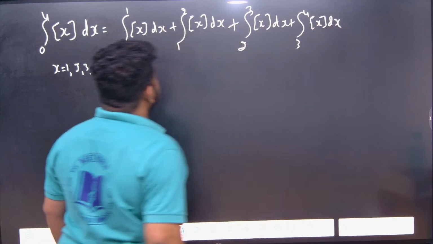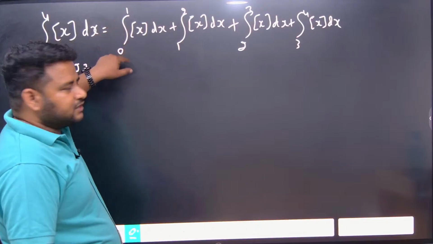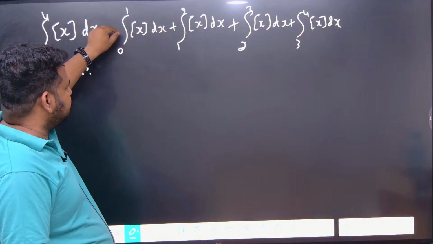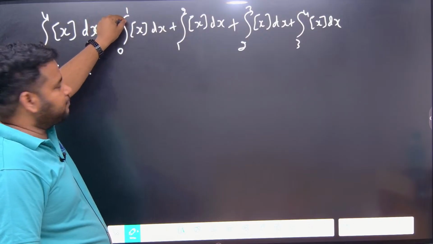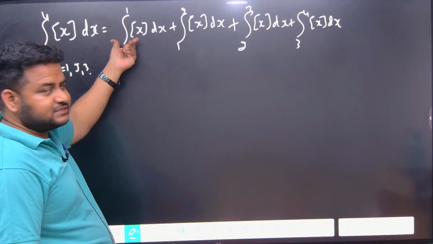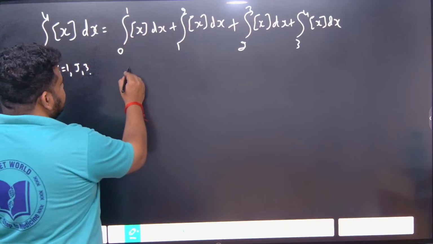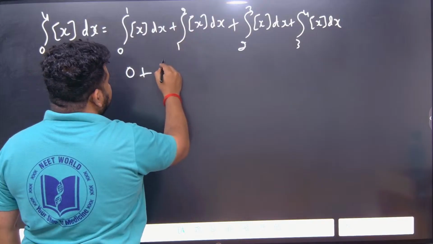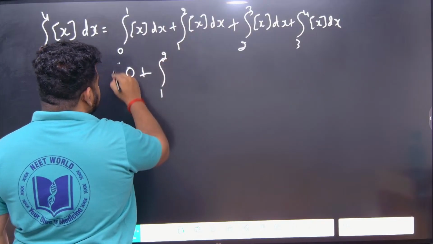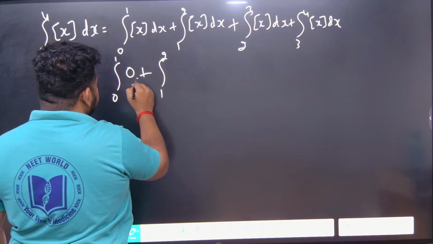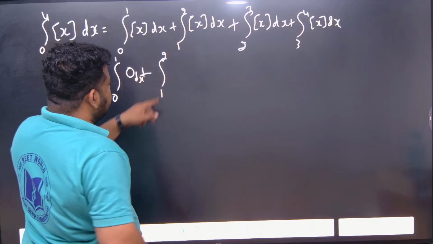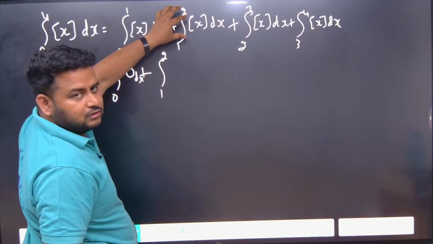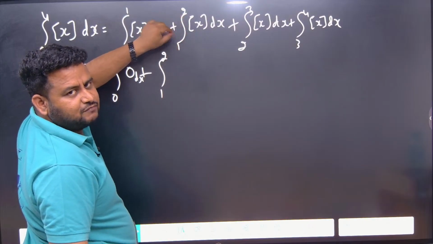Okay, now observe this 0 to 1. It is nothing but 0.1, 0.3, 0.4, 0.5, 0.6, 0.9. Step of that will obviously be 0. So this will become 0 plus step of 1 to 2. Integral 1 to 2, what is this value? I can write 0 to 1 as 0 dx. Between 1 to 2, what is the step value? It will be 1 itself, 1.1, 1.3.